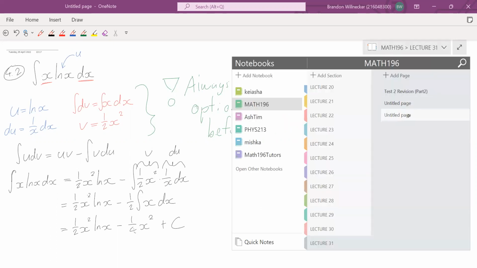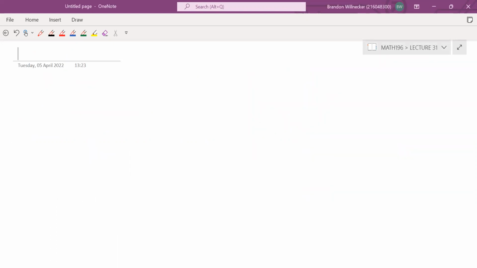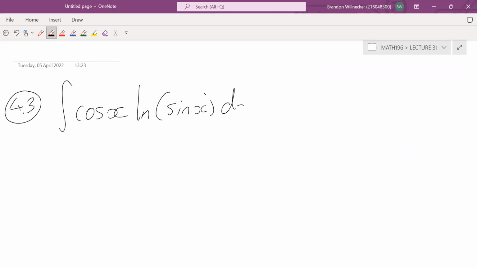Okay, next one, 4.3. So we have the integral of cos x, natural log of sine x dx. This one's a bit more complicated, but not too bad. Same idea as we did before. You need to pick something to be u, and you need to pick something to be dv.